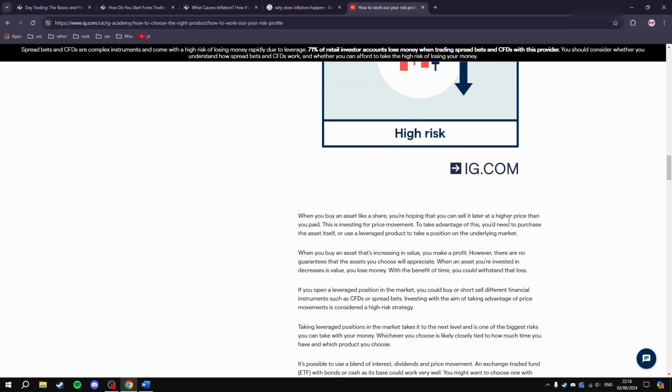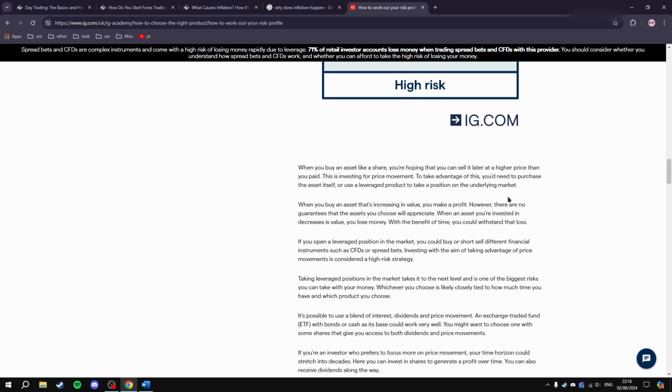When you buy an asset like a share, you're hoping that you can sell it later at a higher price than you paid. This is investing for price movement.